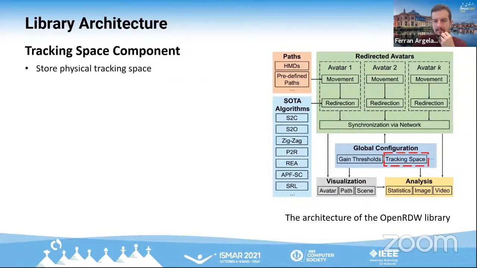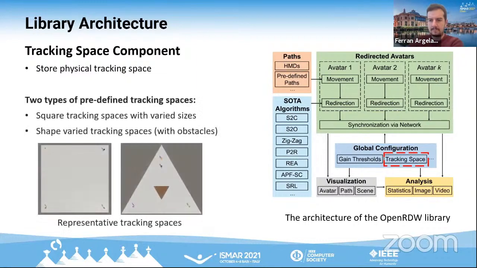The tracking space component defines the data structure of the physical tracking space. There are two predefined types of tracking space: size-varied tracking spaces and shape-varied tracking spaces. Users can also customize the tracking spaces for testing.